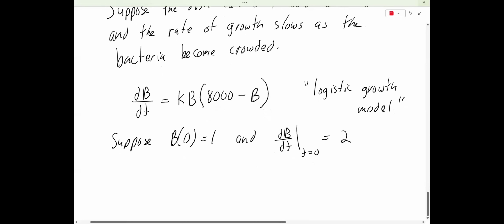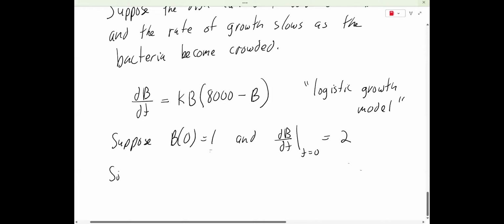What does this mean? It means you start with 1 bacteria at time 0, and this tells you the rate of growth at time 0. So suppose we're given 1 bacteria and we're given the initial rate of growth like this. Basically, this allows you to find the k right away.